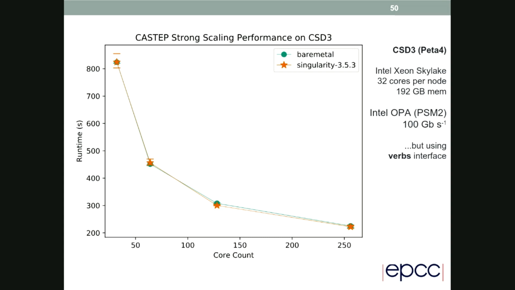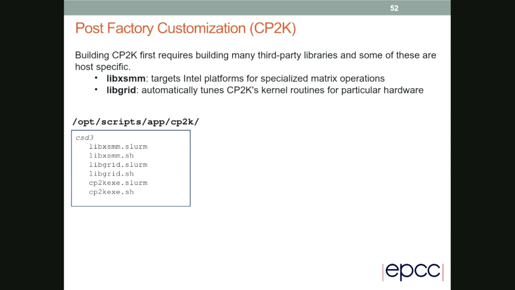Both of these examples are fairly straightforward to build within a container. I wanted to now do something that was more challenging, a code where there was significantly more overhead in setting up. So that's CP2K. CP2K needs many third-party libraries which you need before you can build the CP2K executables. And a couple of those libraries actually use auto-tuning to tune to the underlying hardware. So you can't really run those on the factory.